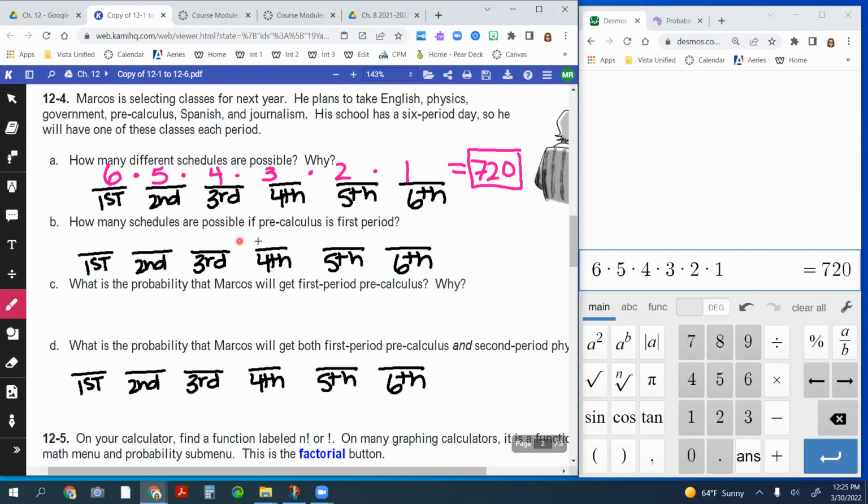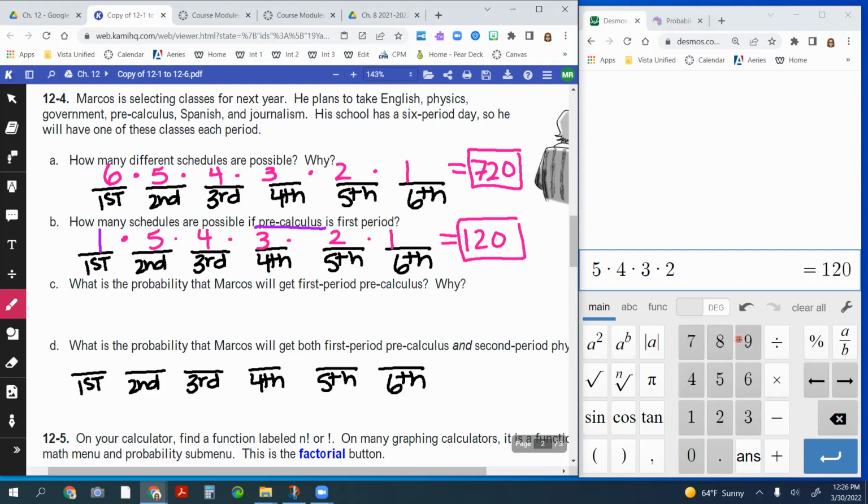Now on the next one, it says how many schedules are possible if pre-calculus is first period. So if we want pre-calculus first period, there's only one way for that to happen. Okay, pre-calculus is going to be that class. Now, one class out of the 6 is chosen, pre-calc. I now have left 5, and then 4, and then 3, and then 2, and then 1. So really, I'm going to be doing 5 times 4 times 3 times 2 times 1, but again, I don't need that 1. So 5 times 4 times 3 times 2, again, times 1 is not going to change anything. I get 120 different schedules, sorry.